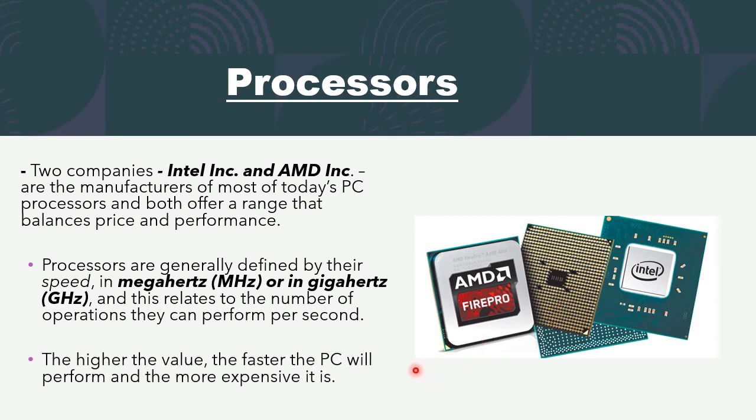The higher the value, of course, the faster the PC will perform and the more expensive it is. That is why if you look at laptops, for example, some laptops have bigger sizes. However, they are less expensive than the smaller laptop. So it is not the size of the screen or the monitor that is considered. It is the processor speed.